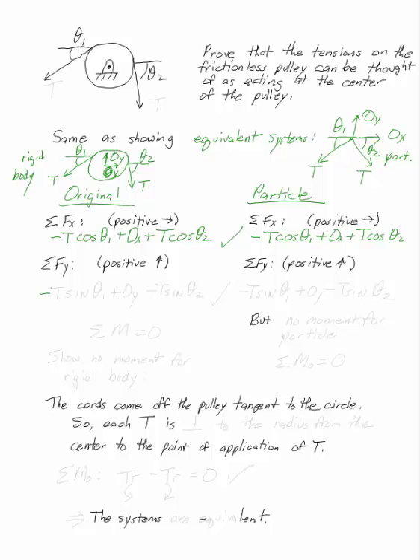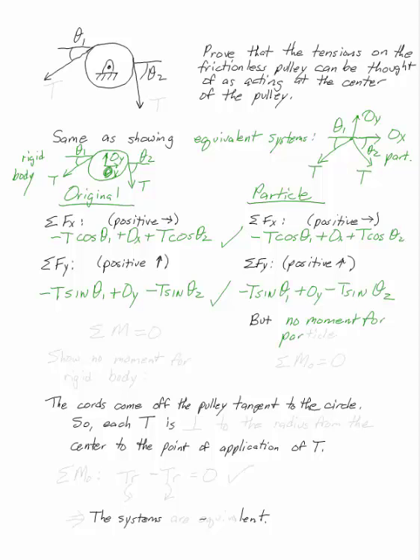I get minus T sine theta 1 plus OY minus T sine theta 2. For my particle, I get the same thing, because, of course, the distances by which the T's are moved out from the center in the original don't really matter. On the other hand, for the moments, I have no moment for my particle because my forces are all concurrent.